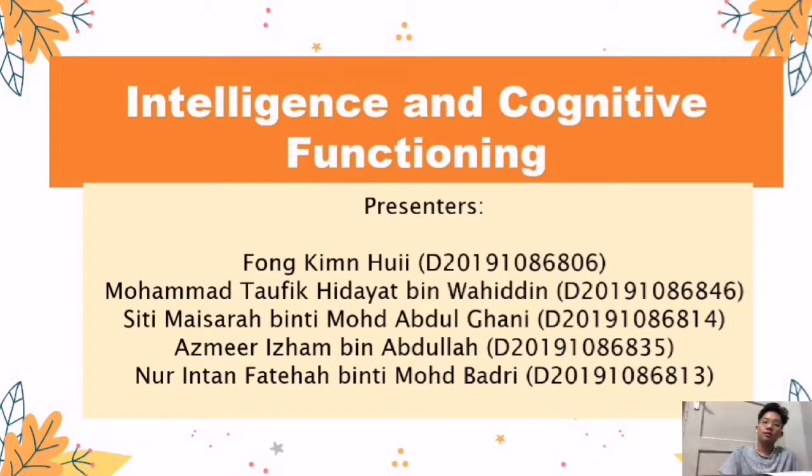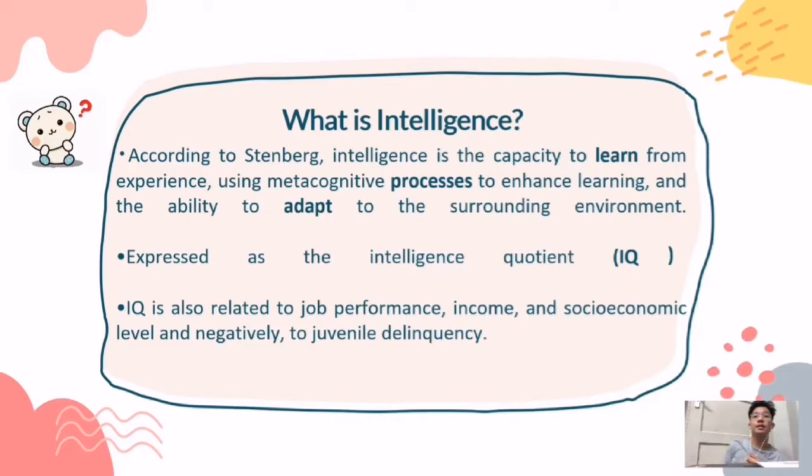The topic that we are going to discuss today is intelligence and cognitive functioning. In this topic, we will describe how scientists define and measure intelligence, how heredity and environment contribute to intelligence, the aging process on cognitive functioning, and compare autism and ADHD. Firstly, let us look at what is intelligence.